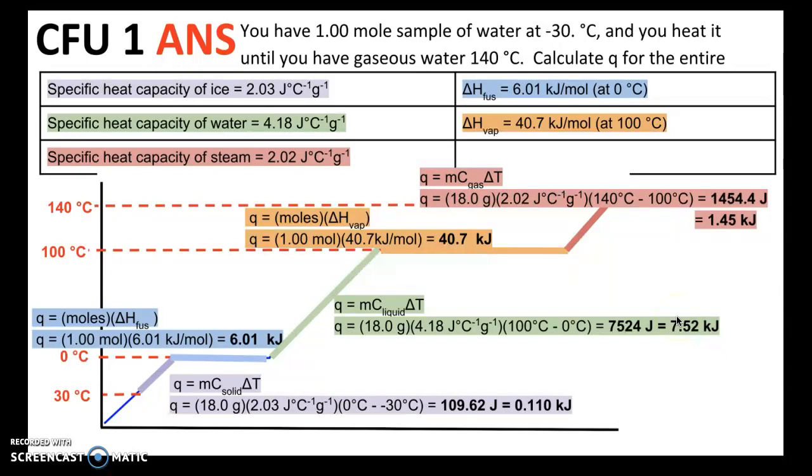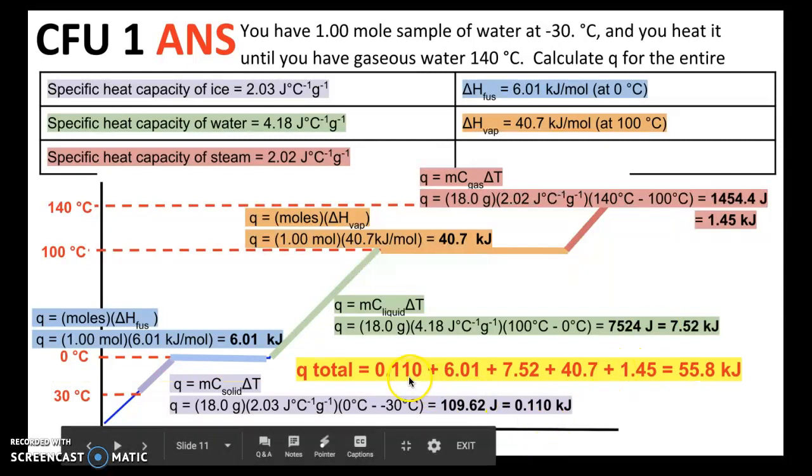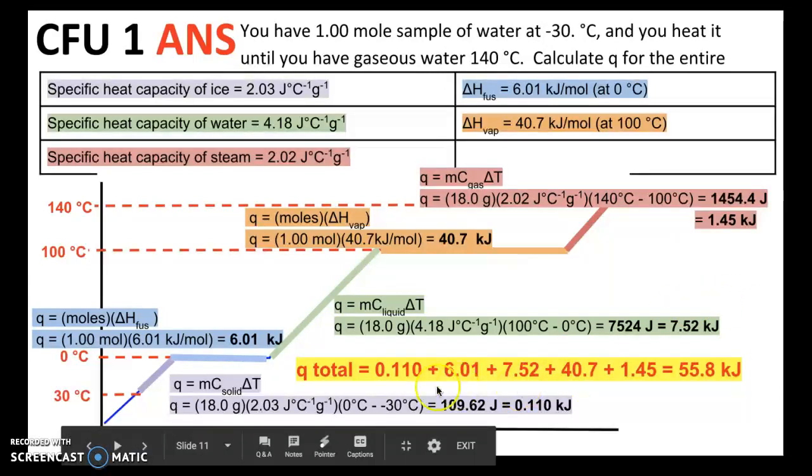Okay, once I have all my values for Q, all I've got to do is add them up, and that's what I have here. So Q total is 0.110 plus 6.01 plus 7.52 plus 40.7 plus 1.45. Add those all up together and I get 55.8 kilojoules. And you may be asking how I knew where to cut it off. I just use sig fig rules to figure out where to cut things off.